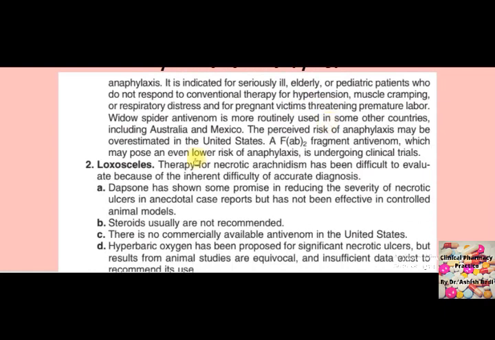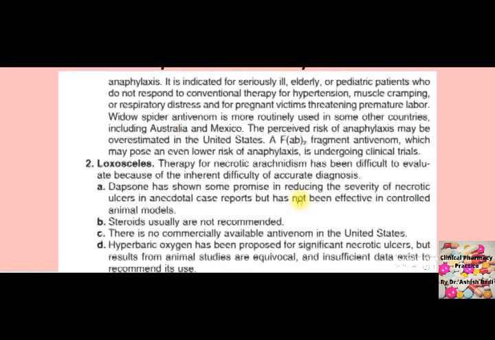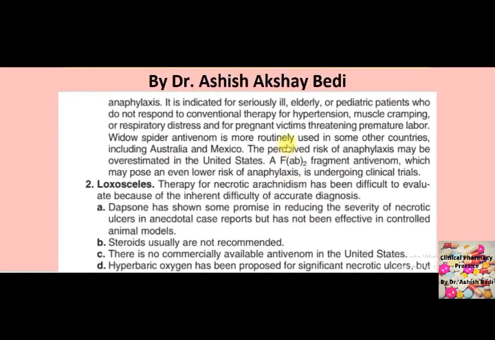However, anti-venom is available. It is indicated only for seriously ill, elderly or pediatric patients who do not respond to conventional therapies, meaning therapy for hypertension, muscle cramping, respiratory distress, and pregnant victims threatening premature labor. It is only for these patients, the elderly, the pediatric, and the seriously ill, that we will give anti-venom.